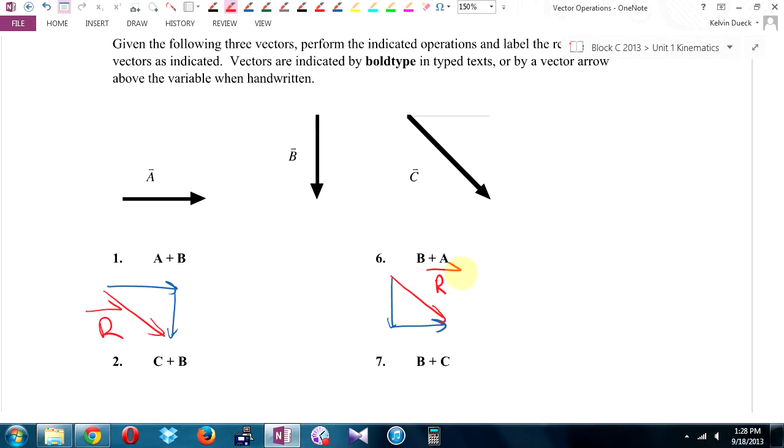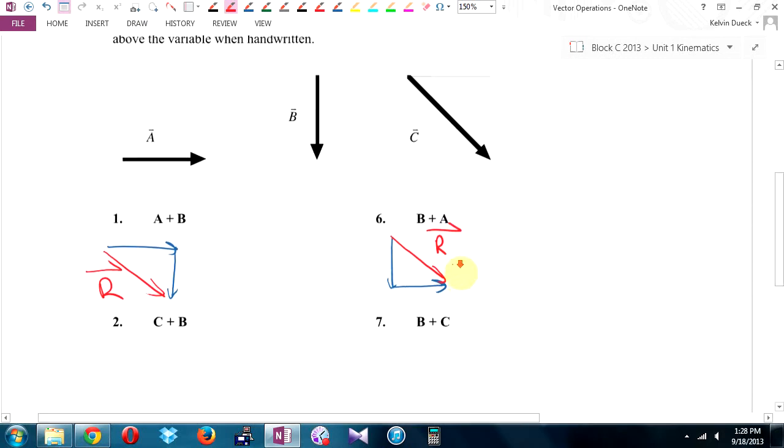Subtracting, though, is different. What's 5 take away 6? What's 6 take away 5? Positive 1. Subtracting, the order matters. You may get the same magnitude, but you'll be pointing in the wrong direction, as was evidenced by the negative there.